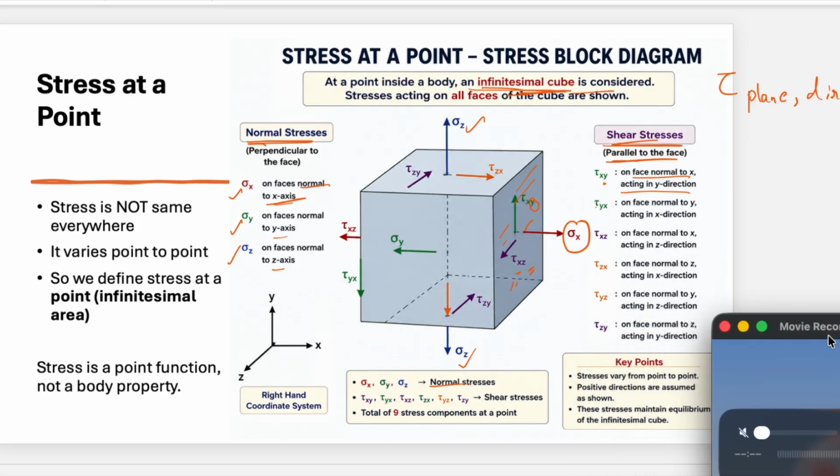We have some key points: stresses vary from point to point. This we have to remember. Positive directions are assumed as shown: outward is positive, and in this direction only positive, and the y direction if it is there, it is positive. These stresses maintain equilibrium of the infinitesimal cube. So this small cube is in equilibrium if it has these stresses.